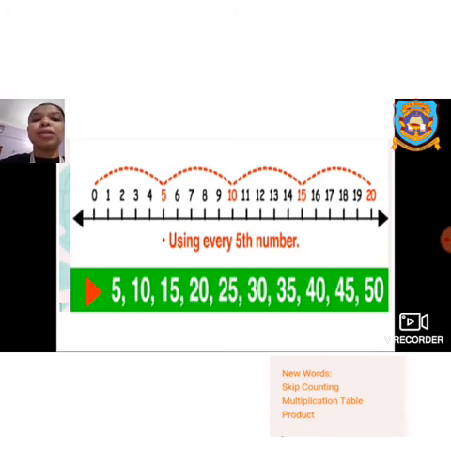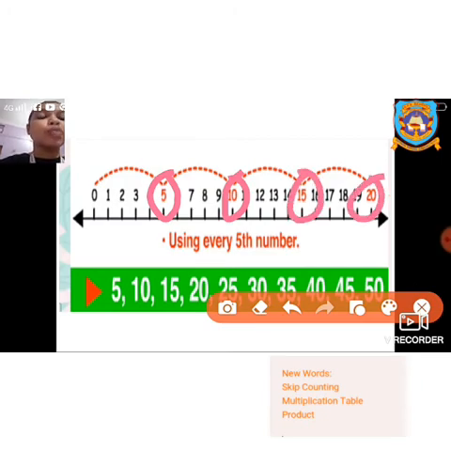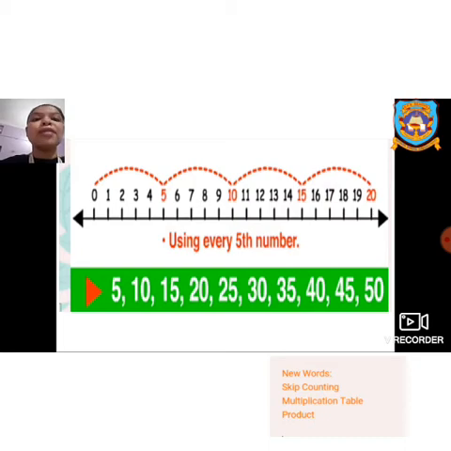So this is how it looks when you do skip counting of 5, using every 5th number. So from 0 you have started, you got 5 here. See, it is marked in red. 5 it is. Then it is 10, then 15, then 20. Now children, if you want to look at what numbers you will get on a number line, the numbers are below here. See, 5, 10, 15, 20, 25, 30, 35, 40, 45, 50. So these are the numbers you will get when you skip count by 5 on a number line.